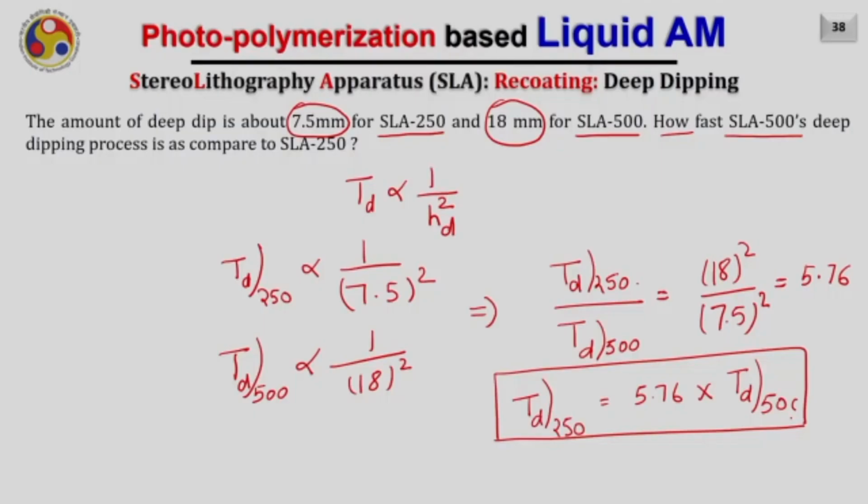So as you can see, just by increasing the deep dipping height by 10.5 mm only, the amount of time required to close the depression has decreased by 5 times. And you can observe how fast the machine can be just by increasing the dipping height. That is why this process is called deep dipping, because going deeper is beneficial for us.